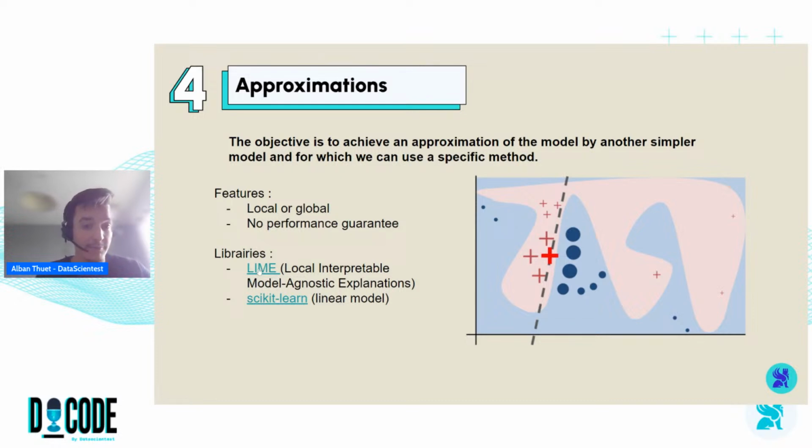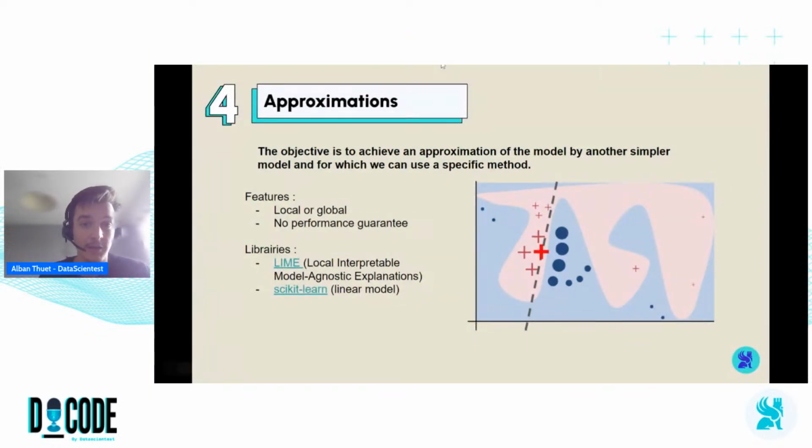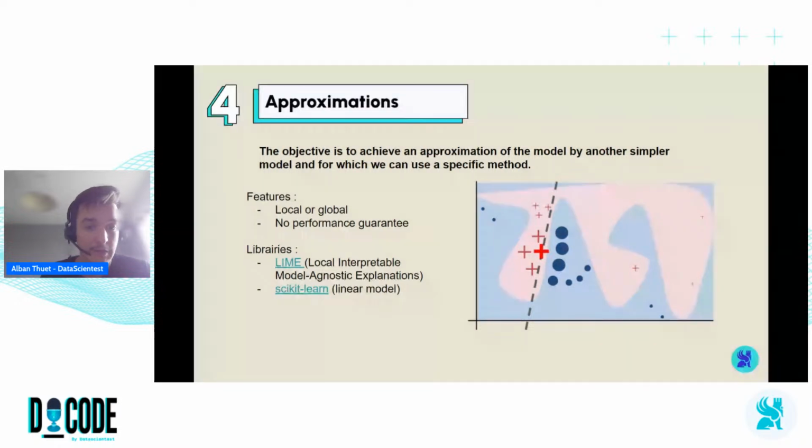You have a library here that you can have a look at. You have the GitHub, which is where I found the image I showed you. On this GitHub page, they give you some examples of use of the LIME algorithm. LIME stands for local interpretable model agnostic explanations.